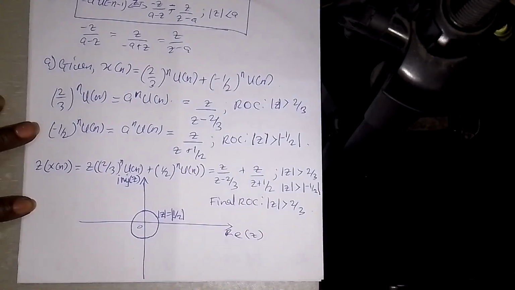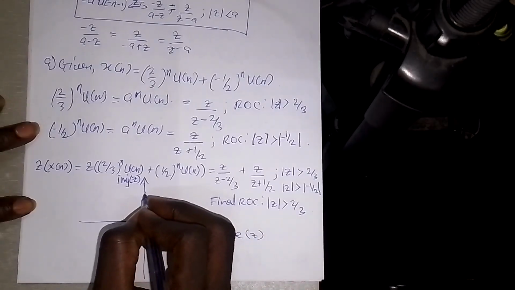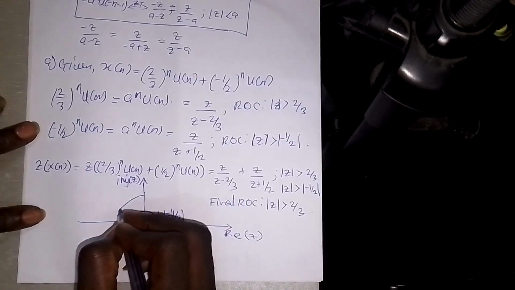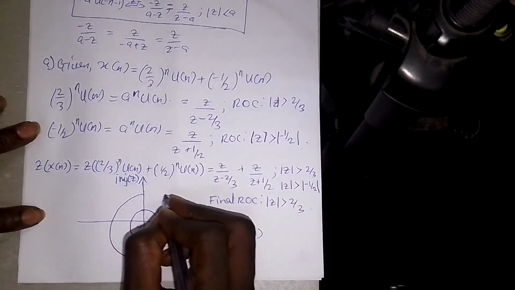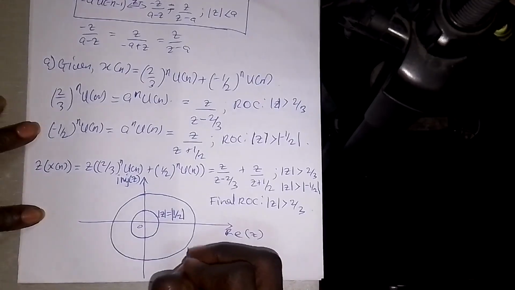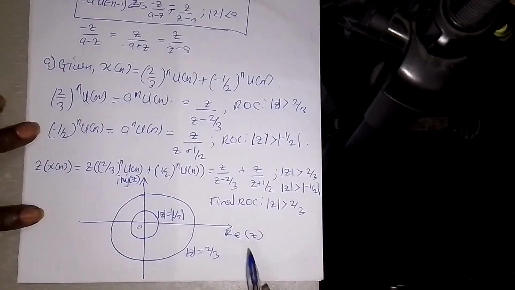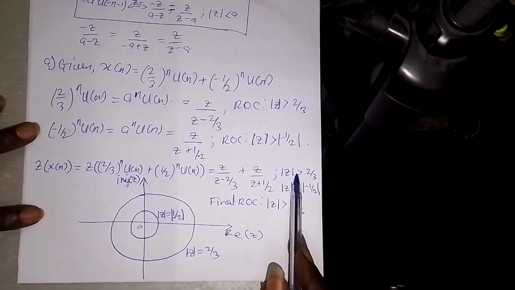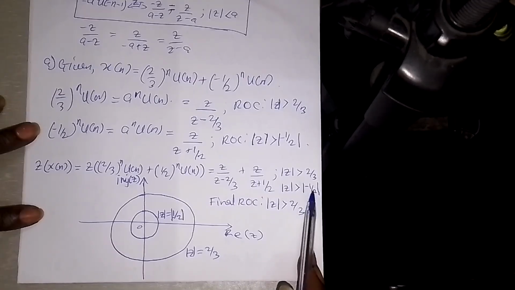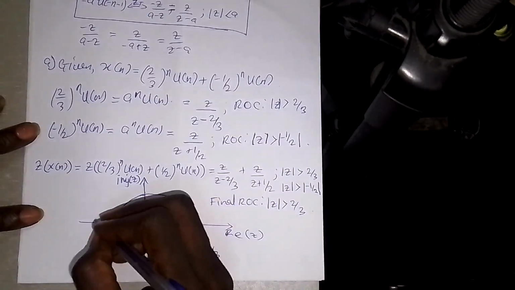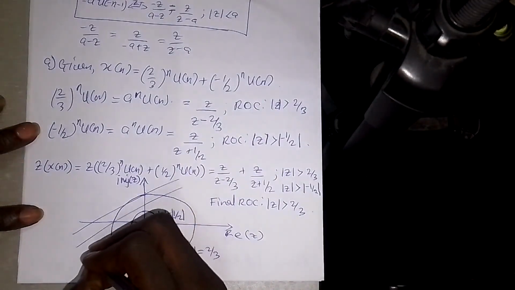So I'll take the modulus of it. And then the other one is 2 over 3. That's a bigger circle. So here mod Z is equal to 2 over 3. For the 1 over 2, Z is greater than 1 over 2. If it's greater, then it will be outside, so that means this place is outside for the 1 over 2.